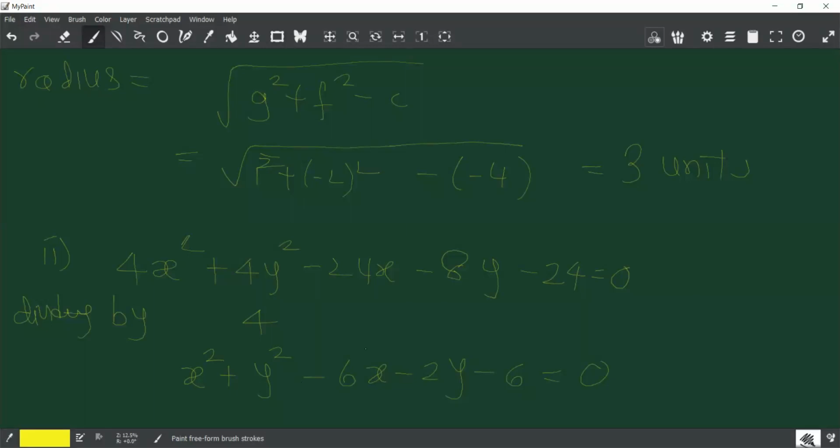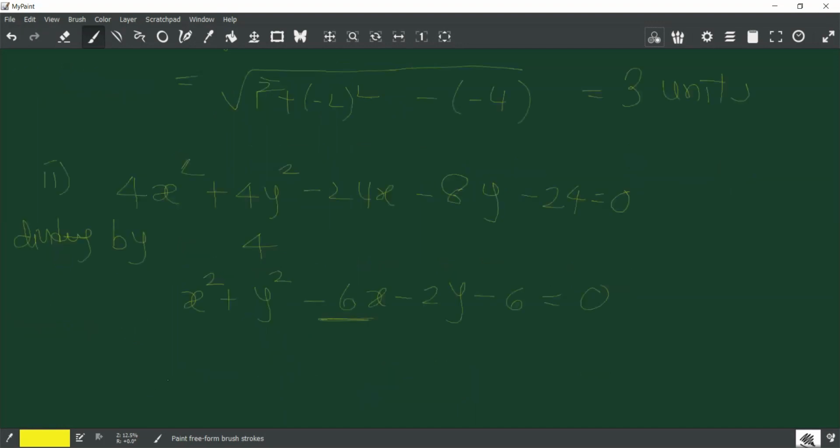So you have 2g is minus 6. So g is minus 3. So abhi I am doing orally because I have given you the step. So center आएगा (-g, -f). So 2g is -6, g is -3, so -g will be 3. 2f is -2, f is -1, so -f will be 1.